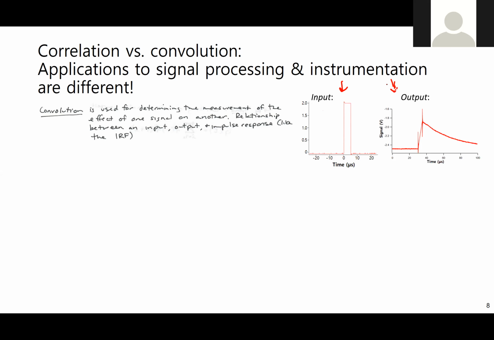With correlation, what you're using it for is looking at similarity or time dependence between two signals, or a signal with itself. So a lot of this has to do with time dependence.